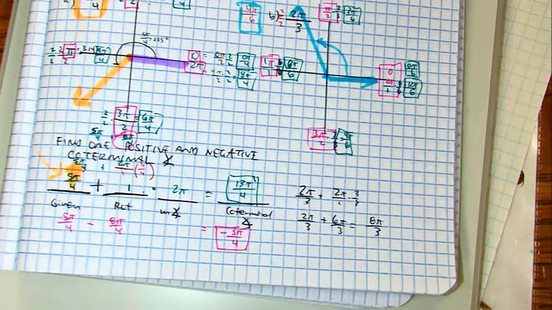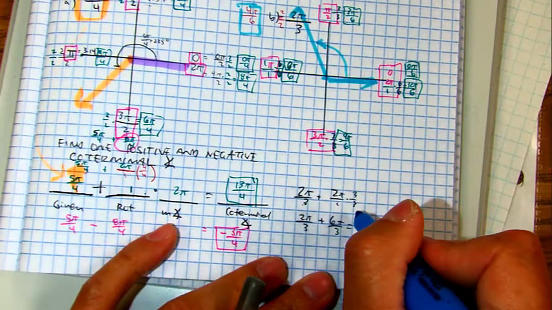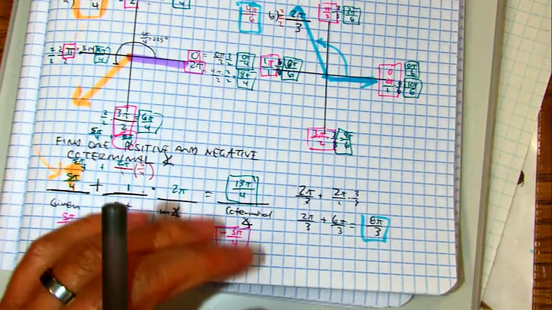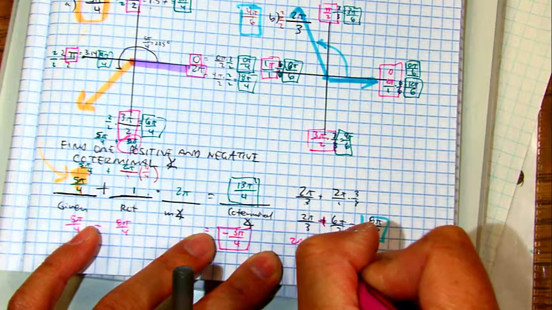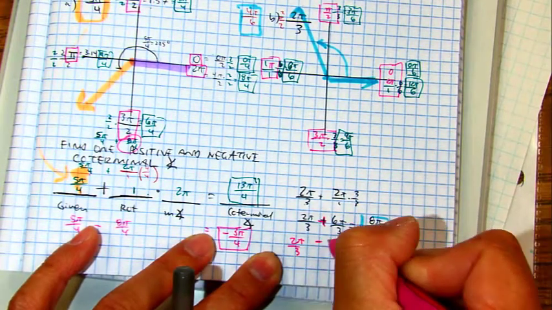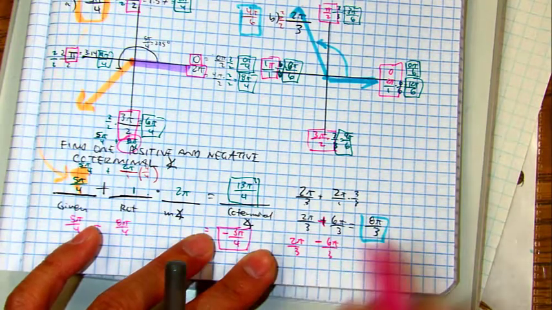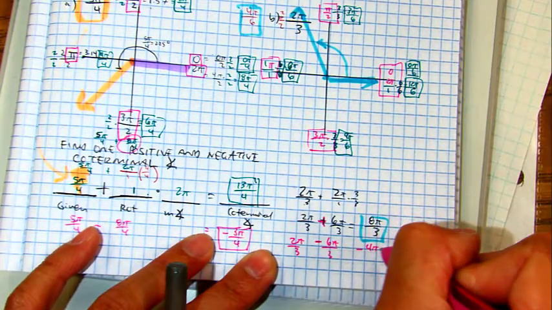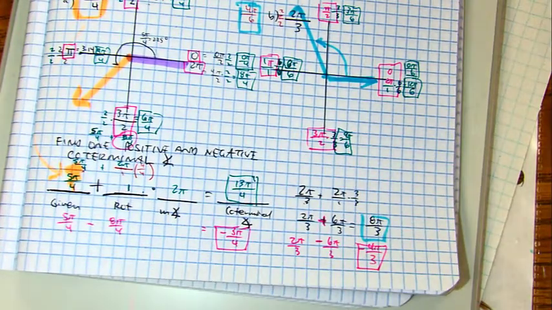Now there's a billion answers. That's just the only one I got. Raise your hand if you got that. And then if you just do a subtraction, simply subtract it. 2 pi over 3 minus 6 pi over 3. 2 minus 6, negative 4 pi over 3, and you just have to make sure that one's positive, that one's negative. Raise your hand if you got it.